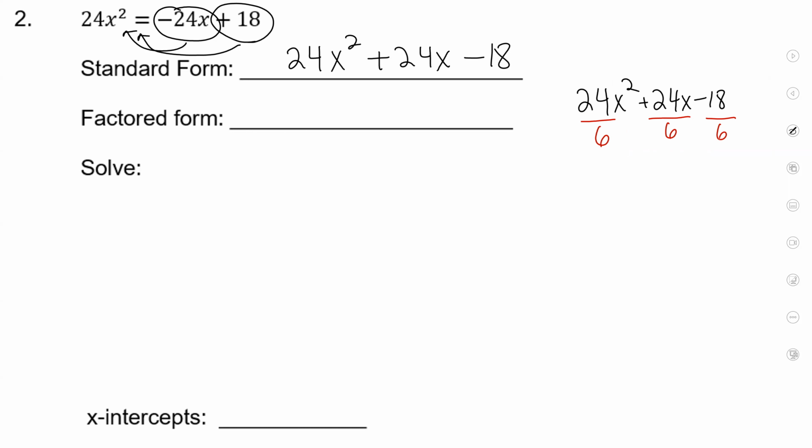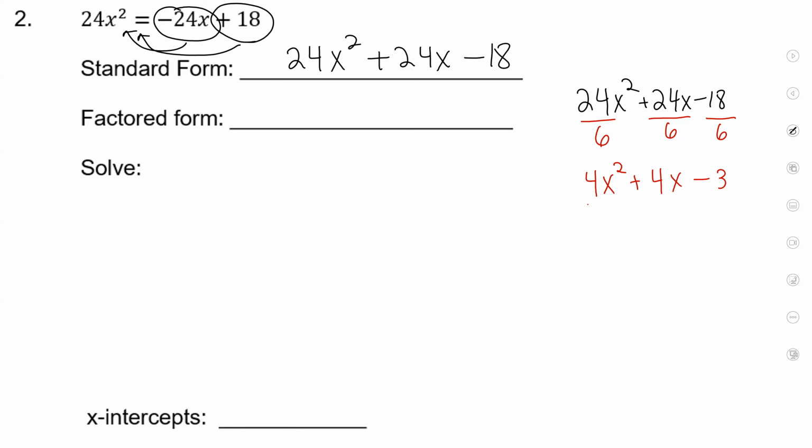All right, so what's 24 divided by 6? 4. So 24 divided by 6 will be 4. And then 18 divided by 6 will be 3. Okay, so now we simplified it a bit.